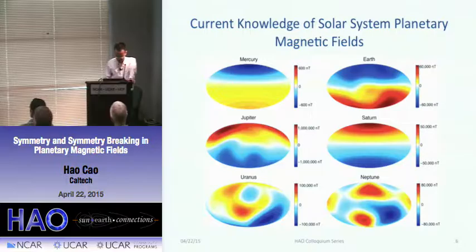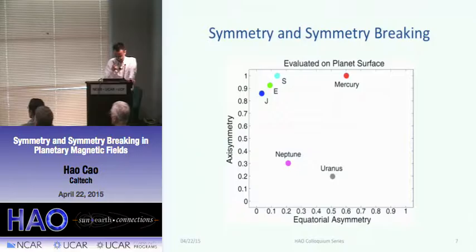This figure didn't show that well, but actually Mercury is the only planet among the four dipole-dominant planets that also has a huge asymmetry across the two hemispheres. You can analyze the magnetic field quantitatively. Here I'm showing you the equatorial asymmetry versus axis symmetry.